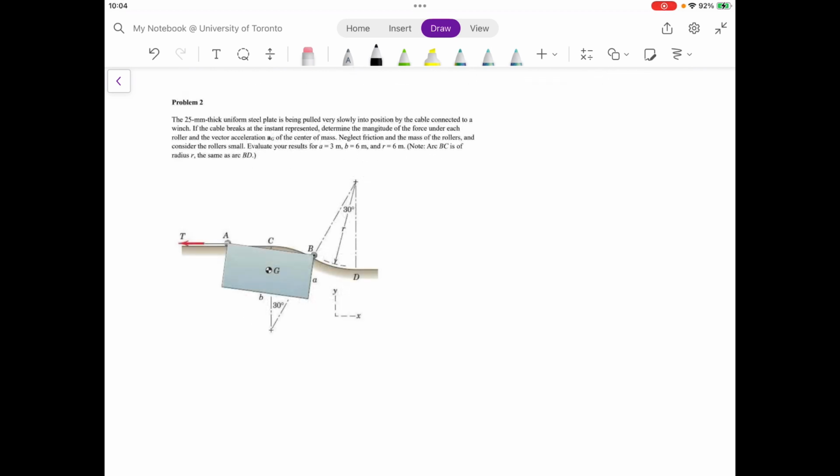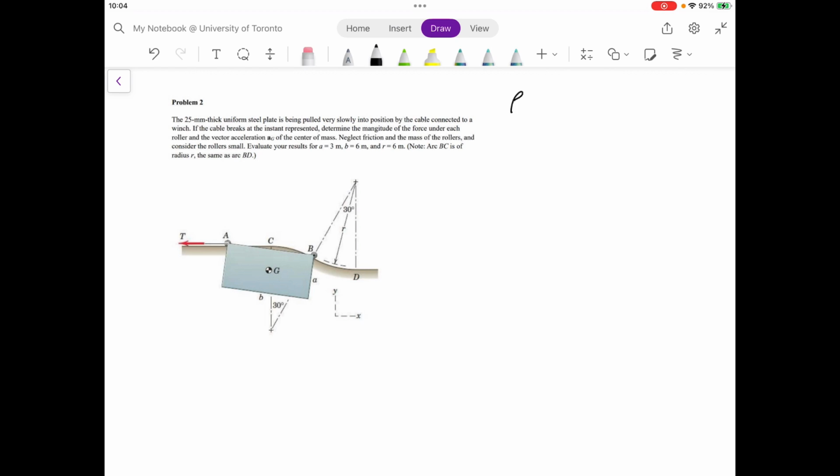Question number 2. The 22mm thick uniform steel plate is being pulled very slowly into position by the cable connected to a winch. If the cable breaks at the instance represented, determine the magnitude of the force under each roller and the vector's acceleration aG of the center of mass.